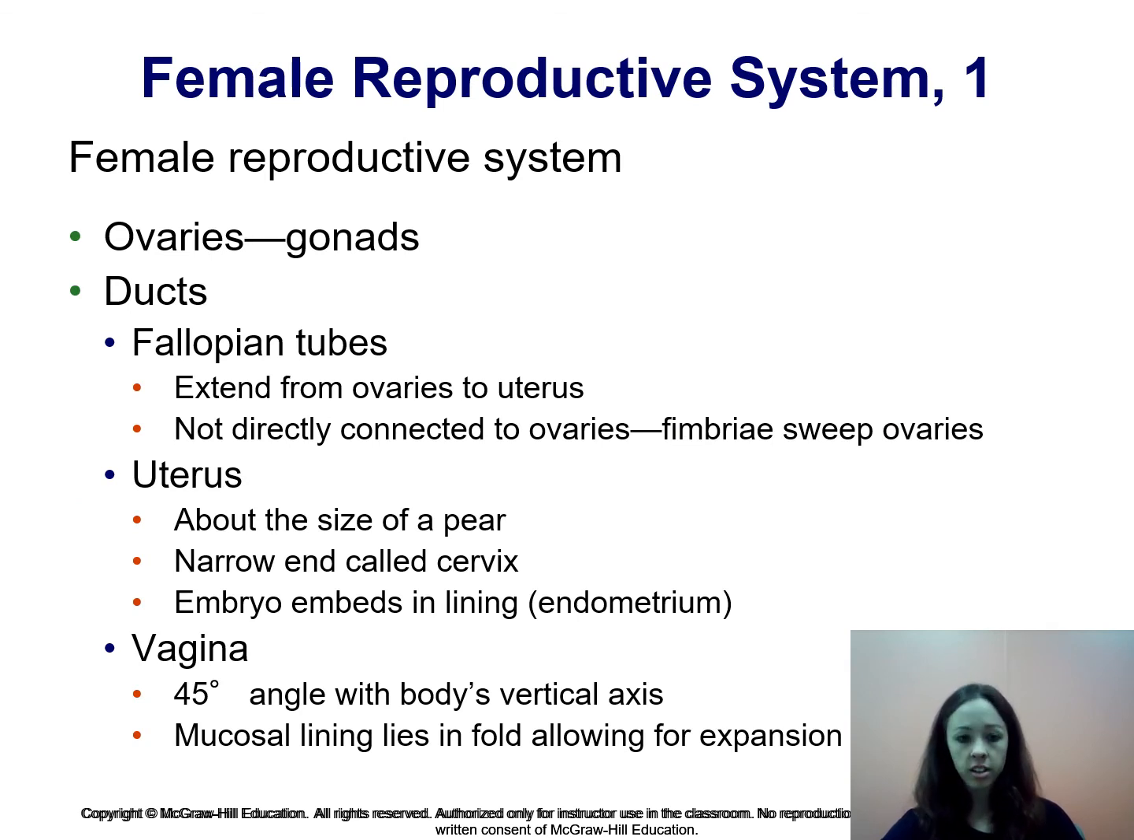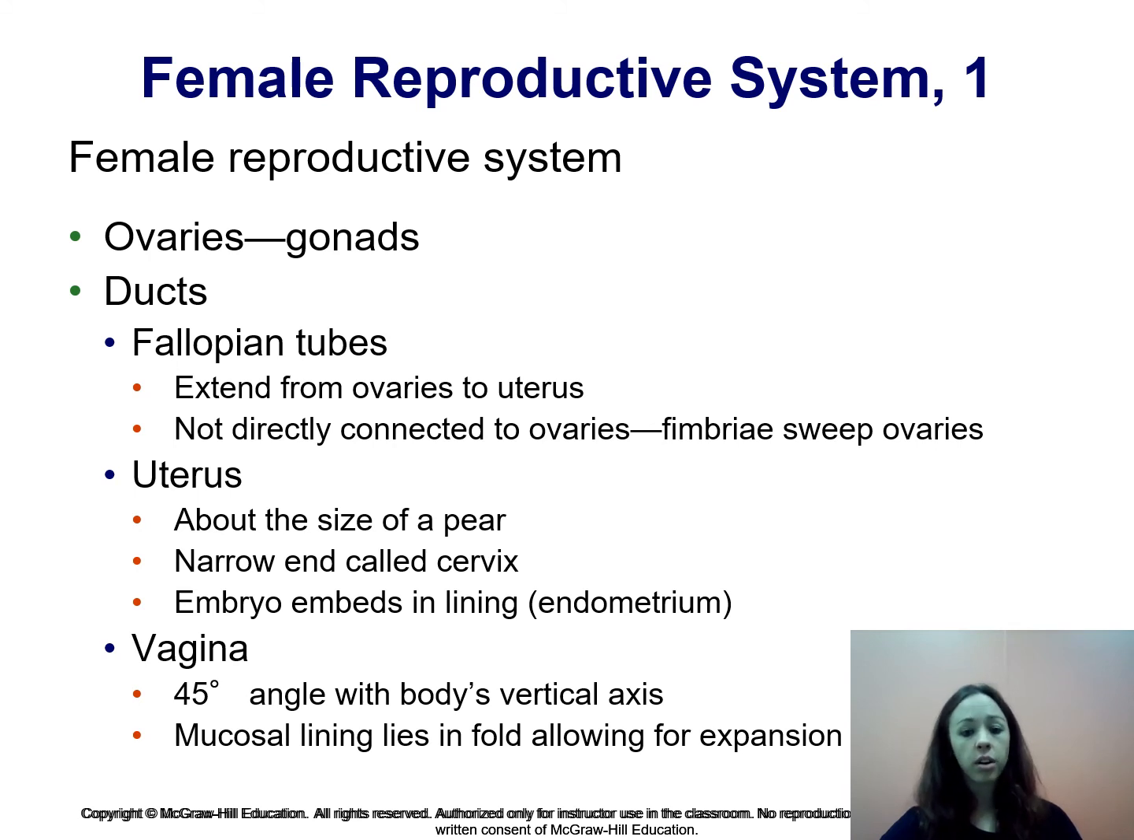The female reproductive system is completely separate from the urinary system, unlike we saw in the male reproductive system. It includes the ovaries, fallopian tubes, the uterus, and the vagina. The eggs are created in the ovaries. The egg attaches to the fimbriae and is swept into the fallopian tubes. The fallopian tubes are connected to the uterus.